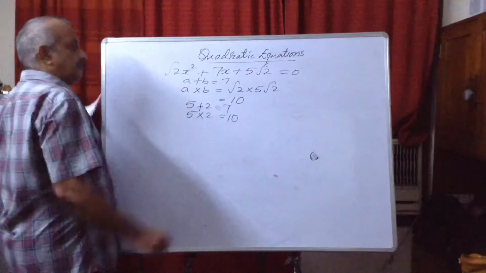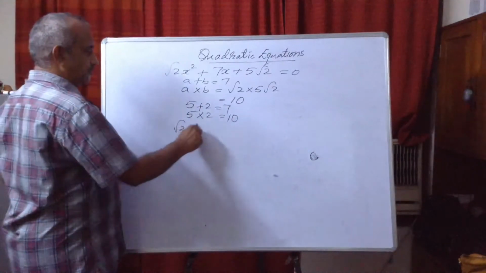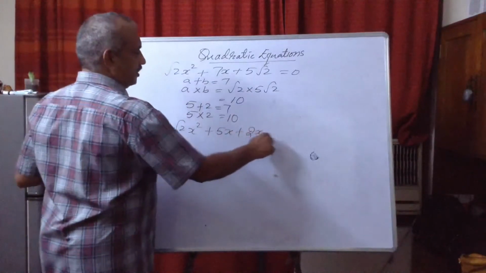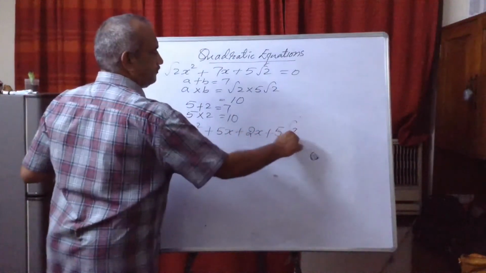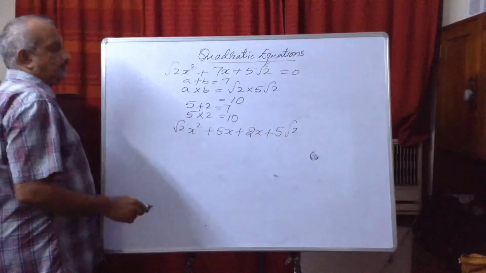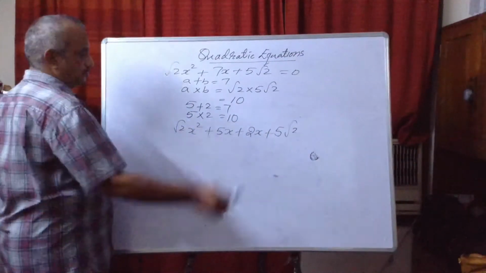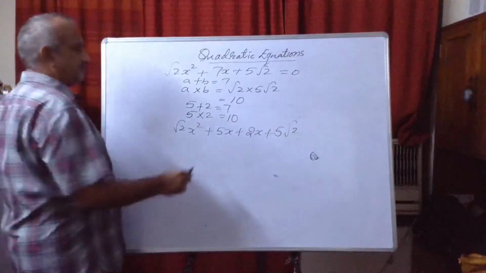So we will split: root 2 x square plus 5x plus 2x plus 5 root 2. Then take out the common factor. Only x can be taken out common from the first terms, because from root 2 and 5 root 2 there is nothing common.